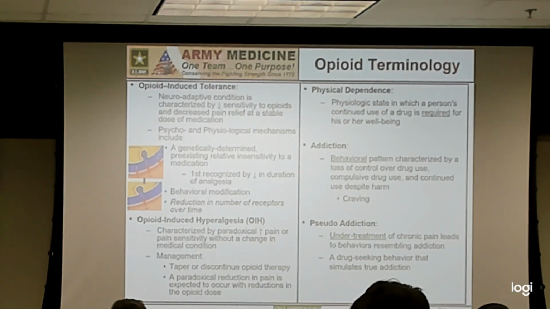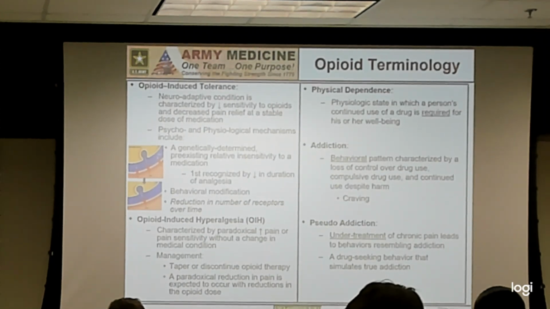Your addiction, that's just the behavior pattern changing, right? So I underlined the key words for you. At this point, they're craving it, they're drug seeking to make sure that they get the medication that they need to also feel better. So addiction and physical dependence sometimes go hand in hand, because where you have your physical dependence, you kind of get addicted to it because you're like, I need this to feel better. So then you are craving it, even though you may not want it.